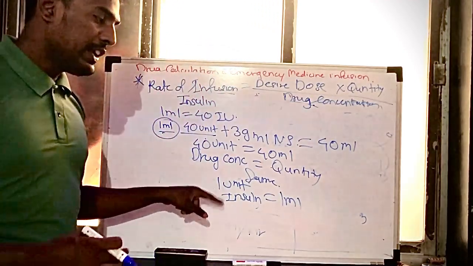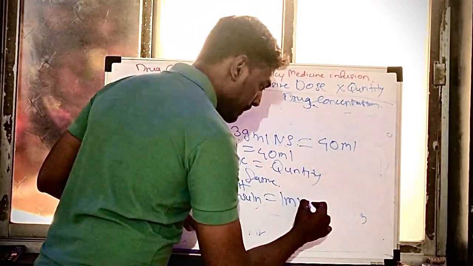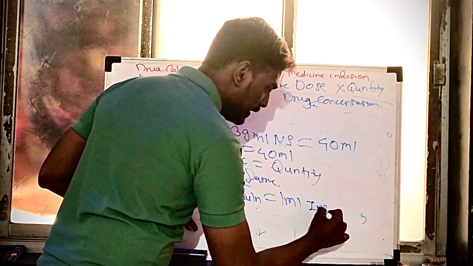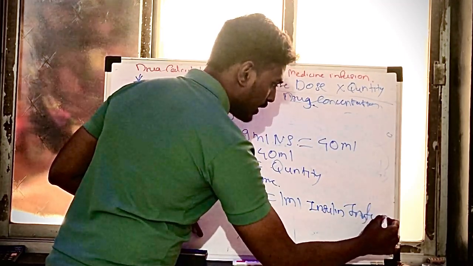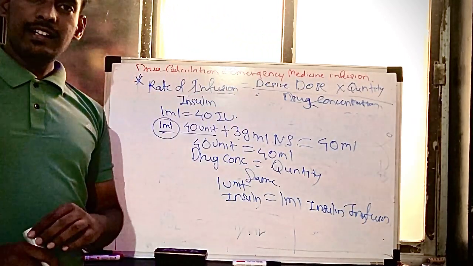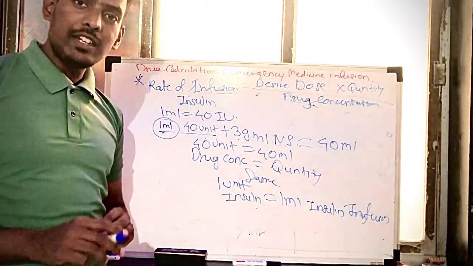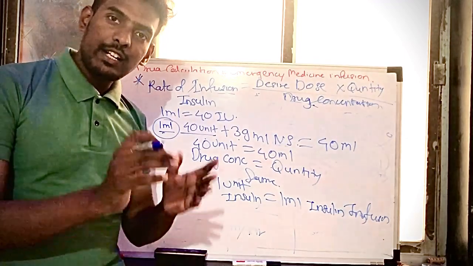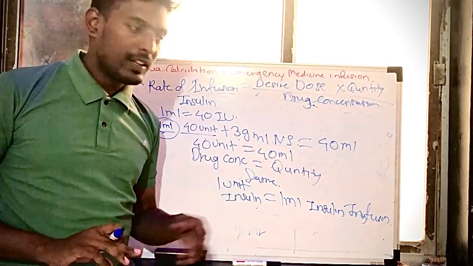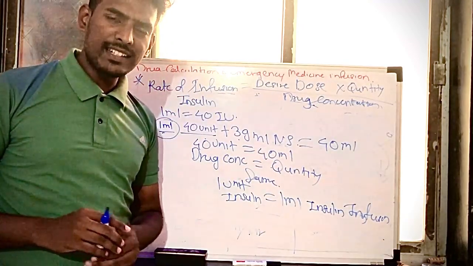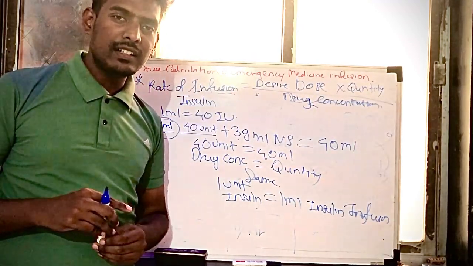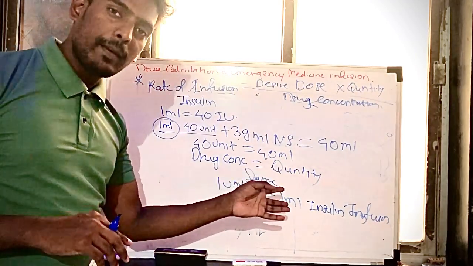So 1 unit of insulin is present in 1 ml of your insulin infusion. So if the doctor is going to start 0.5 unit of insulin, then directly you can start 0.5 ml of infusion. Directly it means the same. If the doctor tells you to start the insulin at 2 unit, then you directly start at 2 ml.